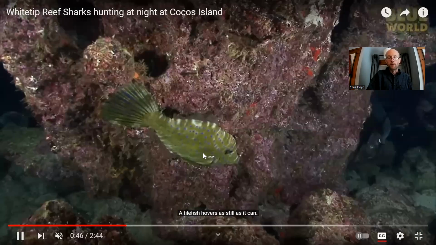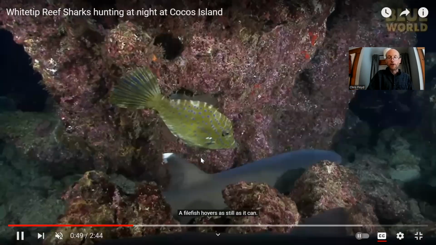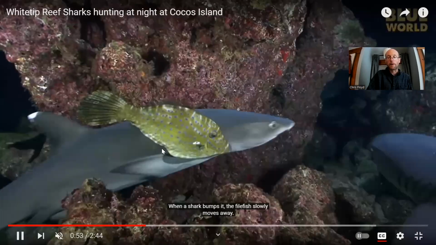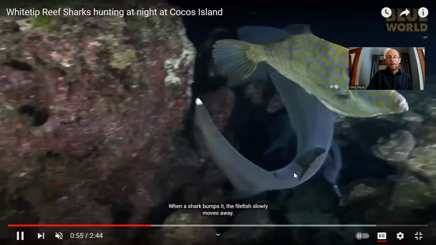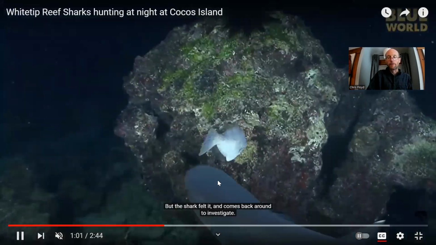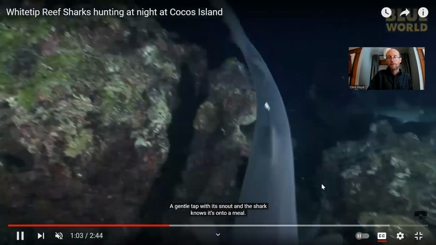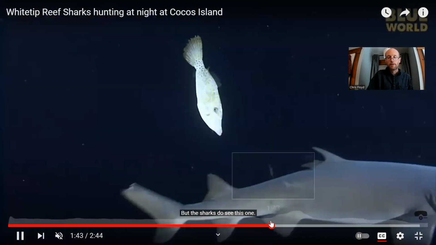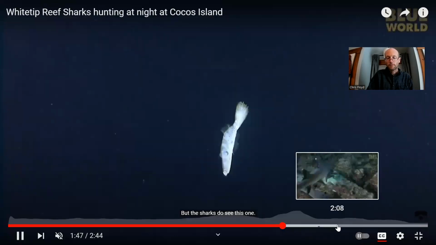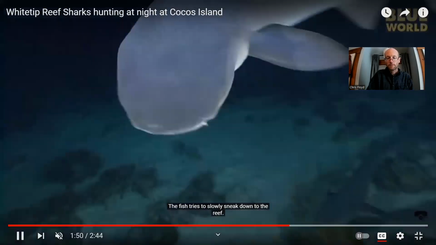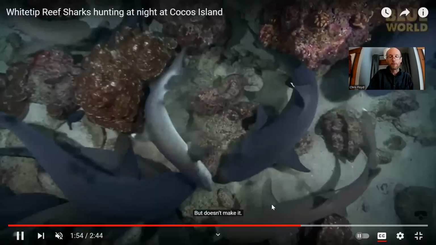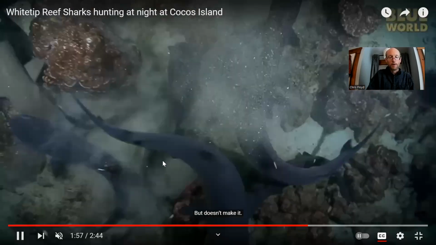So these fish here, as long as they stay still, they are not seen by the sharks, because this is all lit up here now, and normally everything would be dark, of course. And the nurse sharks are after it. White tip reef sharks. One of them got one, fighting over it.